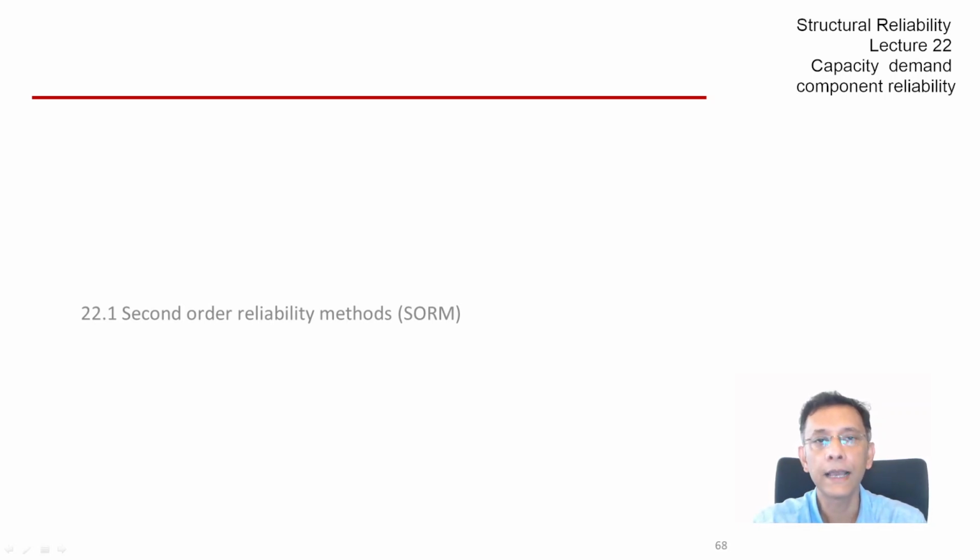We discussed that. One is caused by the potential loss of information during the map from the X space, the basic variable space, onto the standard, the independent standard normal space U. And the second place this happens is when we linearize the limit state function in the independent standard normal space.